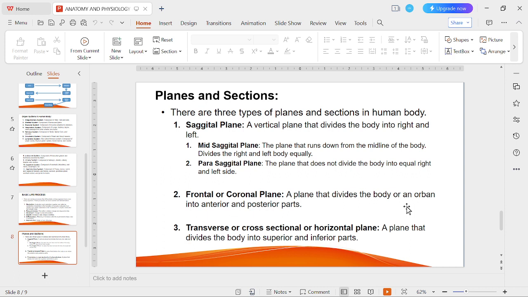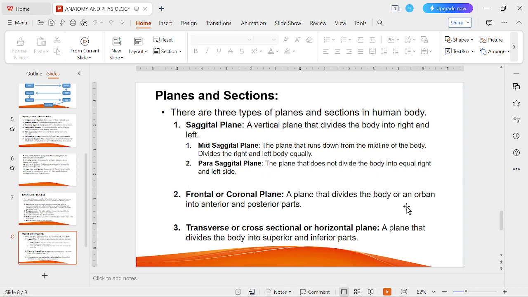First is mid-sagittal. When the vertical plane divides the body into right and left equal halves, that is called mid-sagittal because it divides the body into right and left equal parts. It goes from the midline of the body. Parasagittal is the one which does not divide the body from the midline. Suppose we are drawing a parasagittal plane in the lower extremity. It would be dividing the lower extremity into two halves, but not the whole body into two halves, right? That is why it's called parasagittal plane.